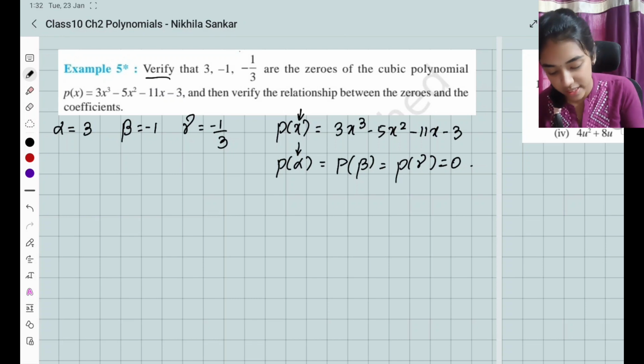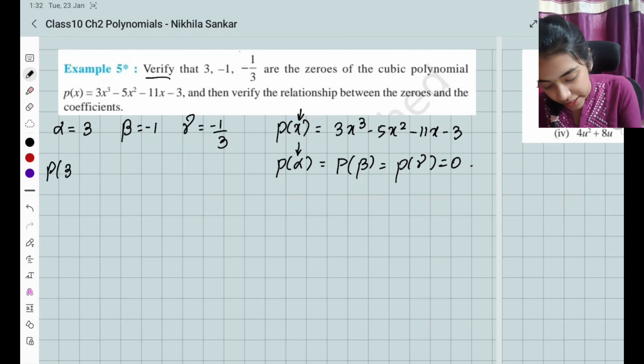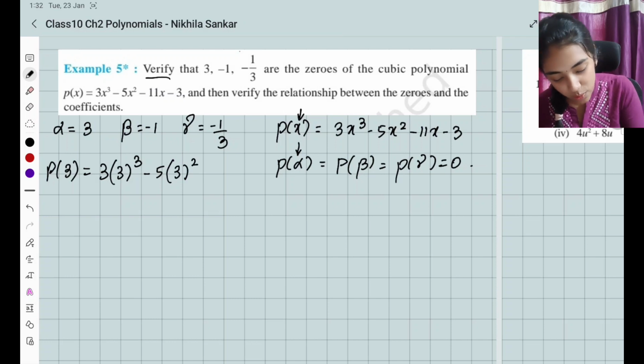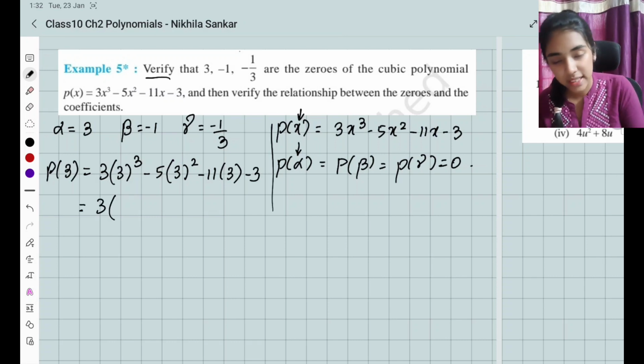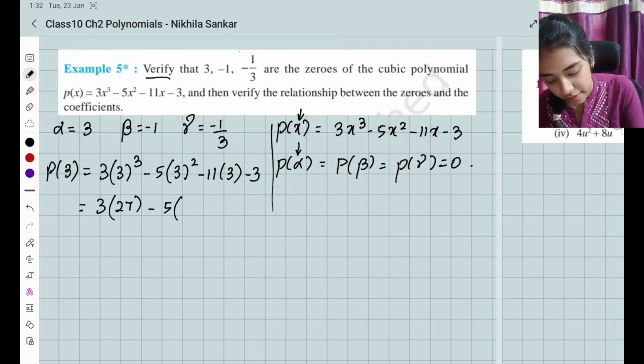Shall we check? Now first case, you have p of 3. Alpha value is going to be 3. When I substitute this in the equation, I have 3 into x cube, so this is going to be 3 cube, minus 5 into x square, which is going to be 3 square, then minus 11 into x, which is 3, minus 3. Okay, so when I try and solve this, we have 3 into 3, 3 3s are 9, 9 3s are 27. So 3 into 27 minus 5 into 3 3s are 9 minus 11 into 3 is going to be 33 minus 3.